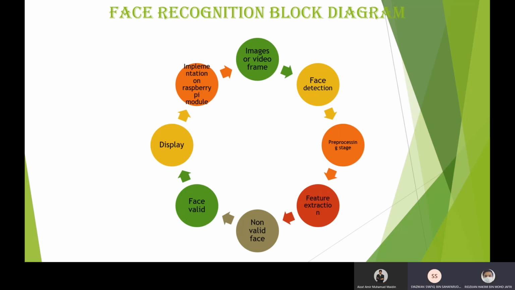So I will explain the Fourier transform block diagram that has been used in face recognition. The first one is the image or video frame, then face detection, then the pre-processing stage, then feature extraction, then non-valid face or valid face, valid display, and the last one is implementation on the Raspberry Pi model.